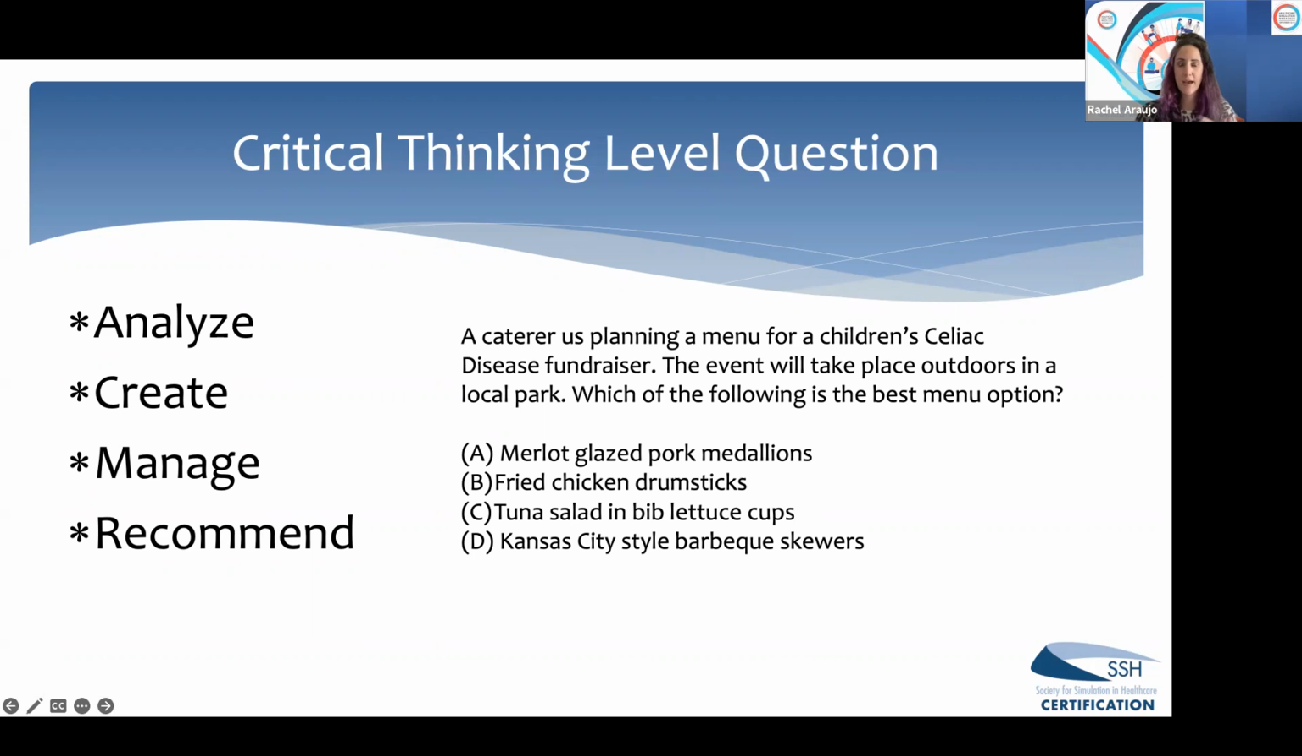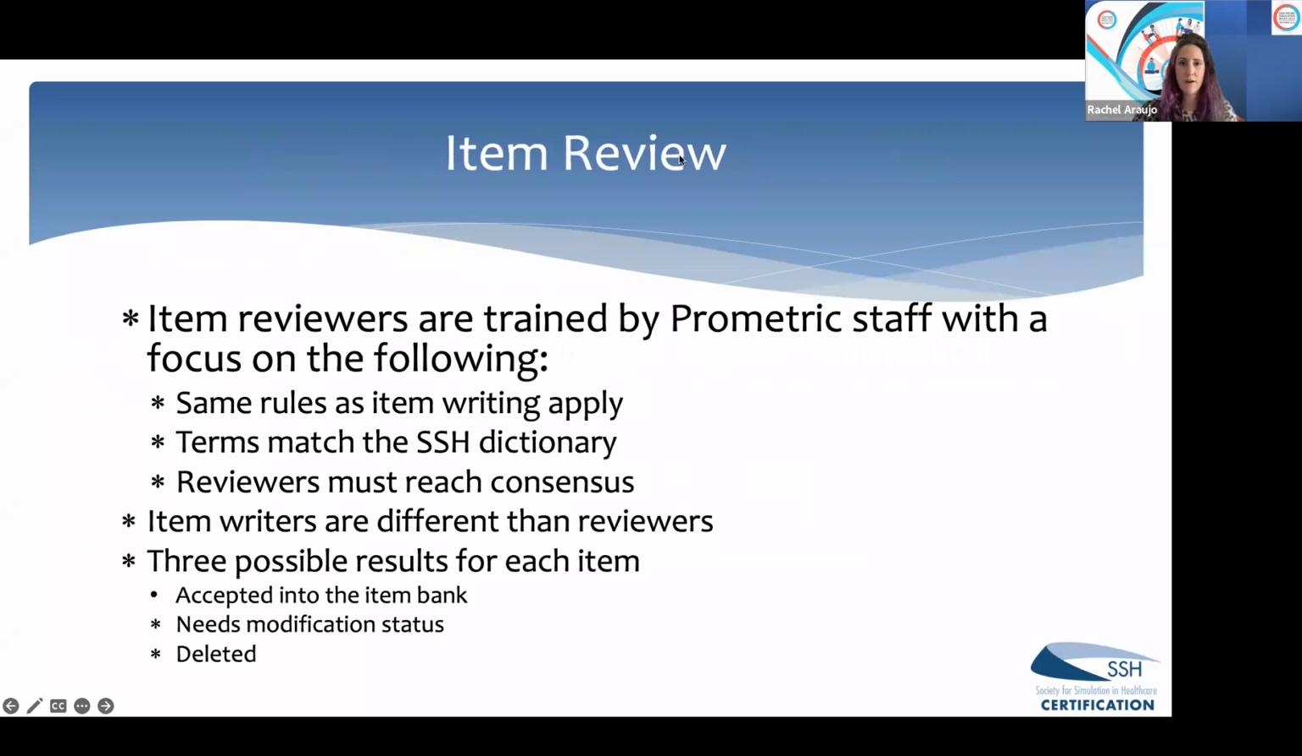So they're given about 4 weeks to submit their questions. And then we go into item review. It is important to note here, item reviewers are also trained by Prometric staff with a focus on the same rules as item writing, except it's a little bit more detailed and a little bit more focused. They also have to make sure all of the terminology matches the terminology that's used in the SSH dictionary to make sure everything is being used consistently throughout and we're not causing any confusion.